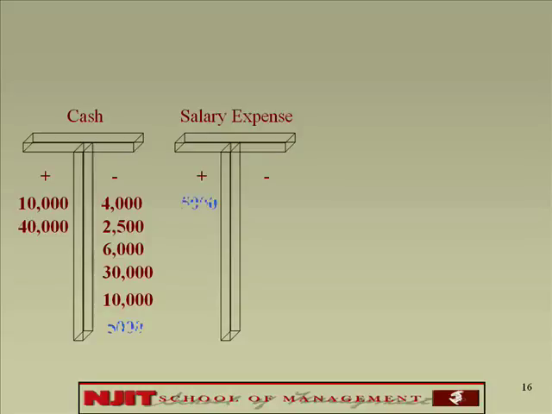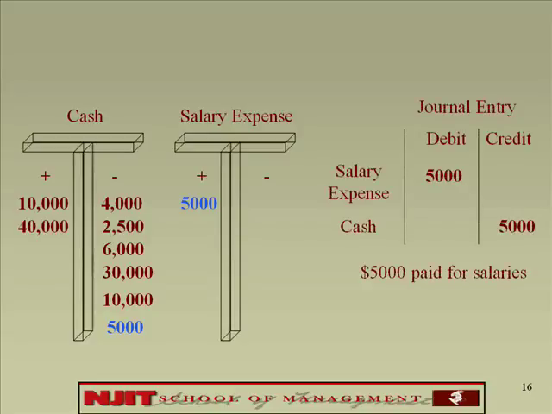So the entries are cash, credit 5,000, salary expense, debit 5,000. So the journal entry would look like this. What's the next one?